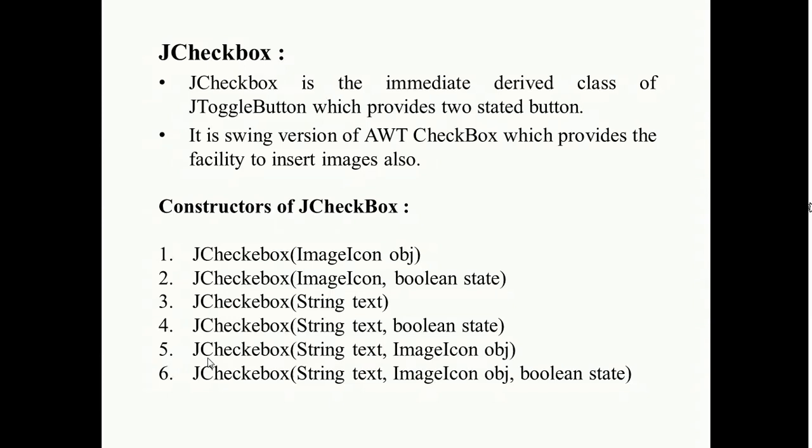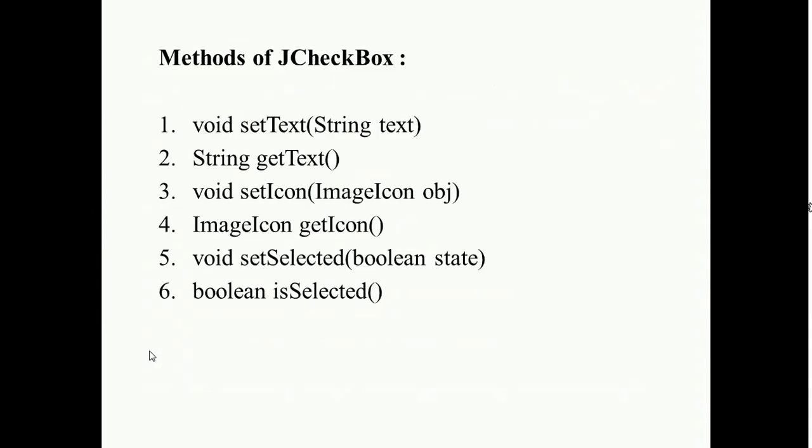Fifth constructor is JCheckBox, String text and ImageIcon. And the sixth constructor is having three parameters. String text is nothing but the string that appears on the checkbox. Second parameter is ImageIcon object, it is an object of the ImageIcon. And third parameter is boolean state, it is the initial state of the checkbox. These are the six constructors of the JCheckBox.